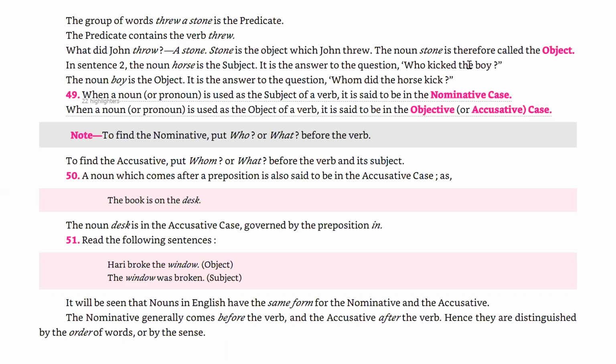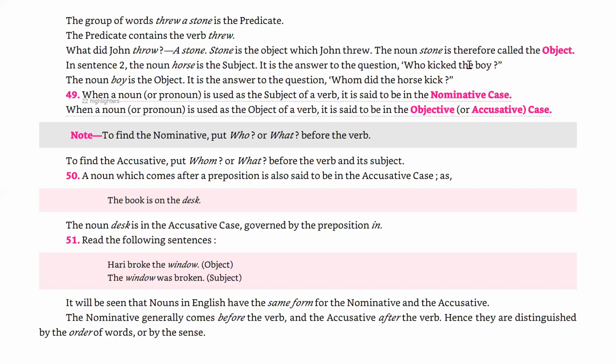What did John throw, if you ask this sentence? The answer will come: stone. Stone is the object that John threw. The noun stone is therefore called an object.